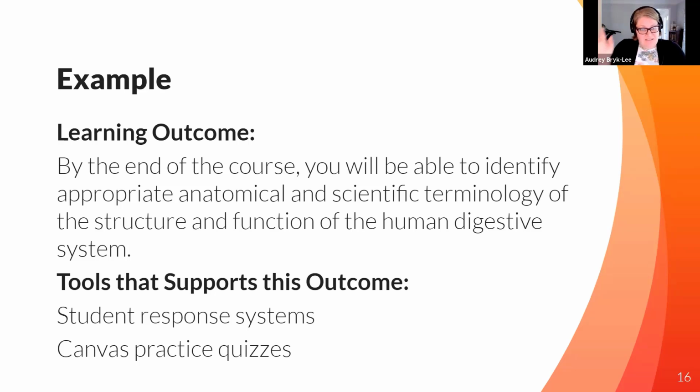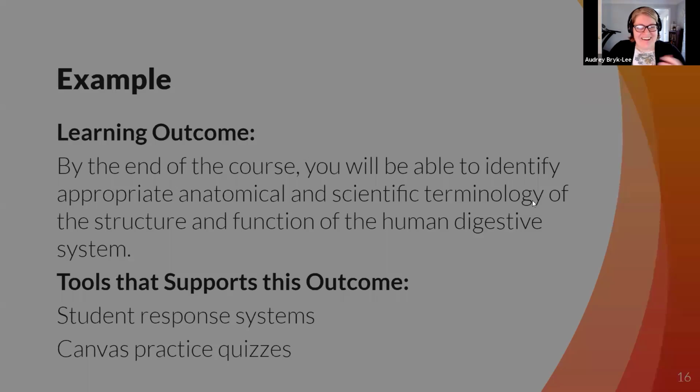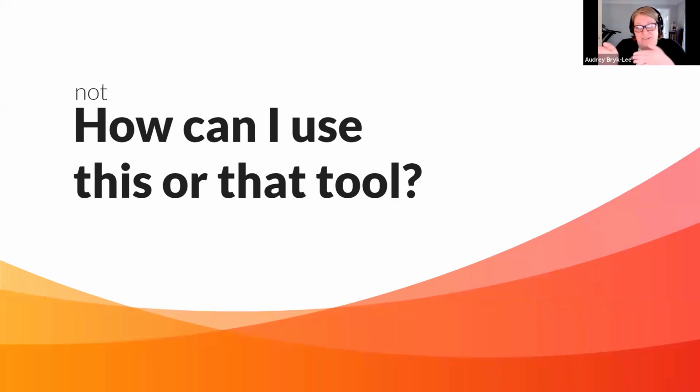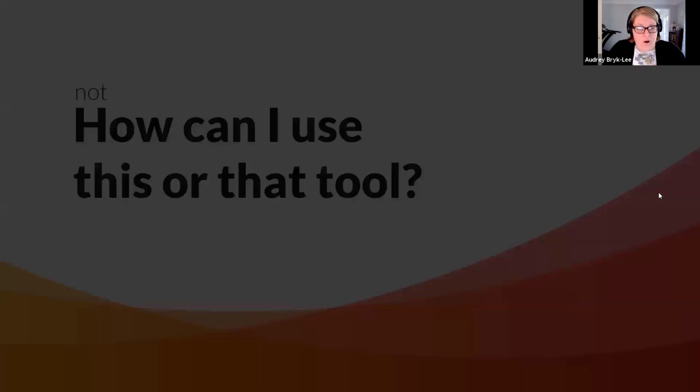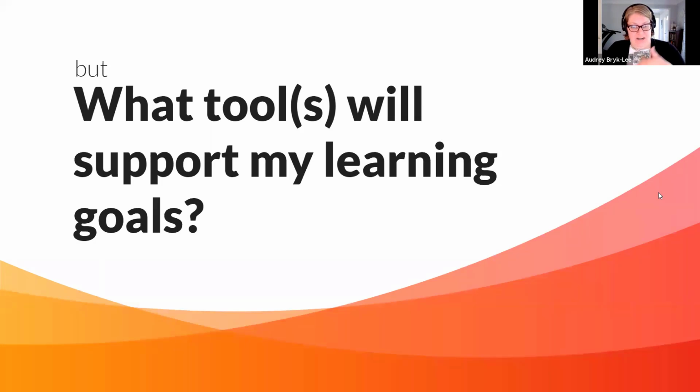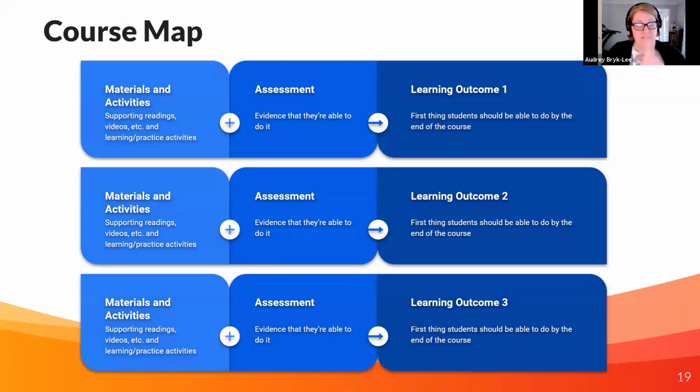So is this making sense? The question is not, how can I use this or that tool, but rather, what tools will support my learning outcomes? And I want to introduce you to a really helpful tool in this process. You may be familiar with this concept. I call it a course map. You might have heard the term alignment chart here at UNCG.